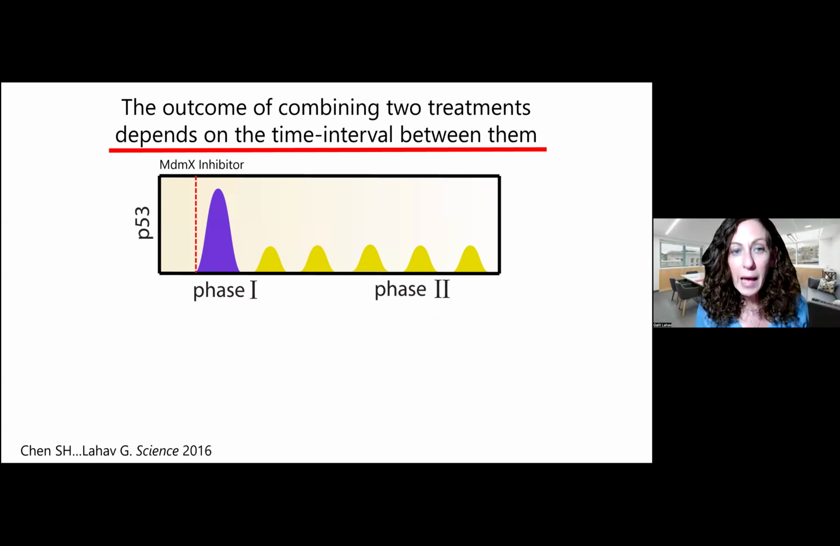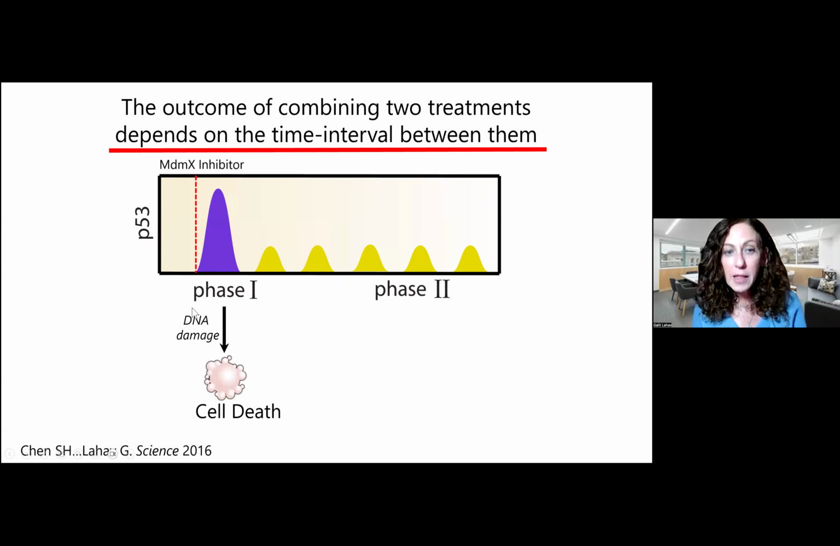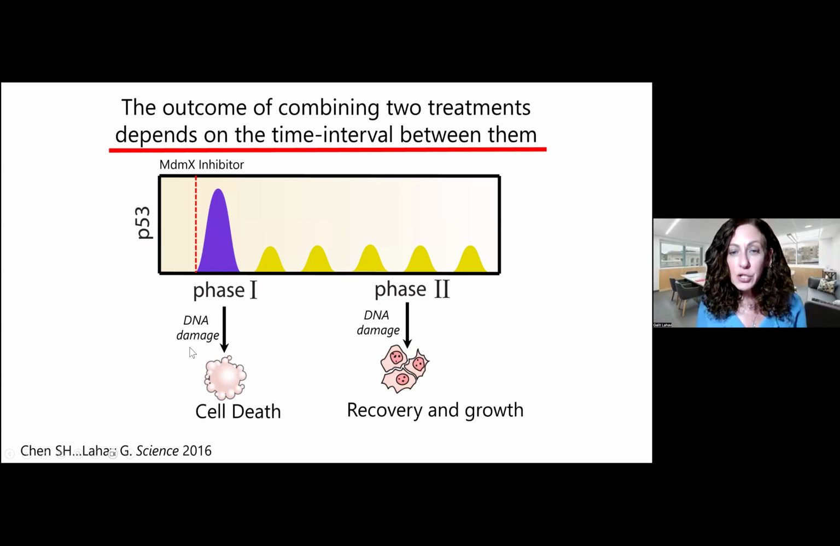And so if we add DNA damage in what we call phase one, during the one big pulse of p53, then we enhance cell death. MDMX inhibition and DNA damage synergize with each other. They lead to a better outcome of cell death. But if we add DNA damage at phase two, we actually protect the cells from DNA damage. We allow recovery and growth. So it was a situation in which the time interval between two treatments not only affected the synergy between two drugs, but completely flipped their interactions, from being synergistic to being antagonistic.